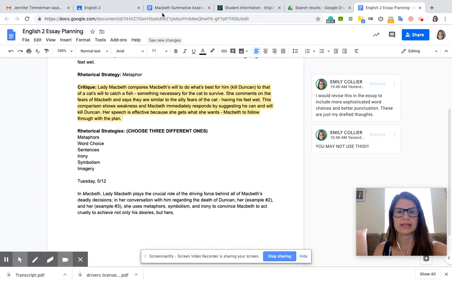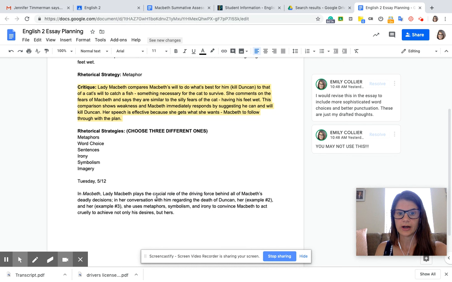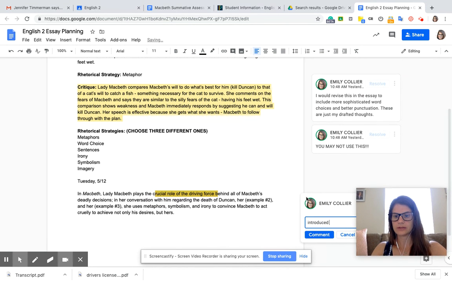All right, so did I get the thesis statement points here? I need to introduce her as a rhetor. Where did I do that? Oh, she's the crucial role of the driving force. So I've introduced her as a rhetor. Basically, I've introduced her as a persuasive speaker.